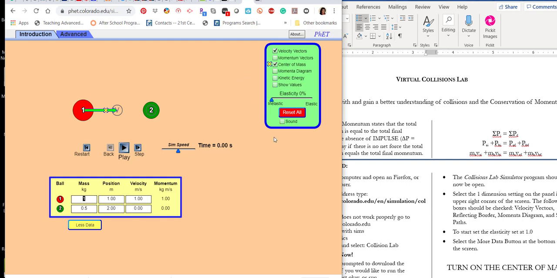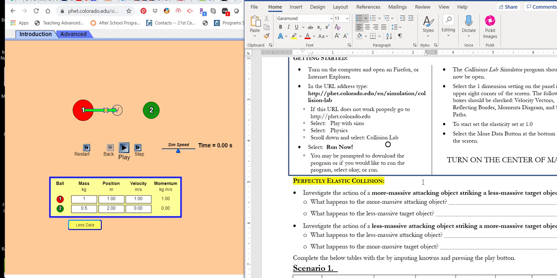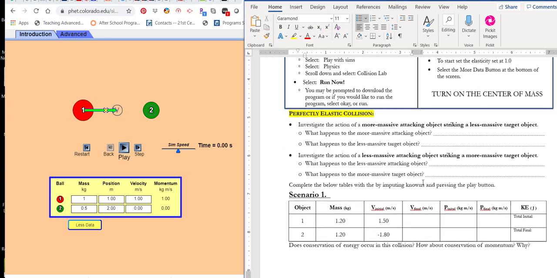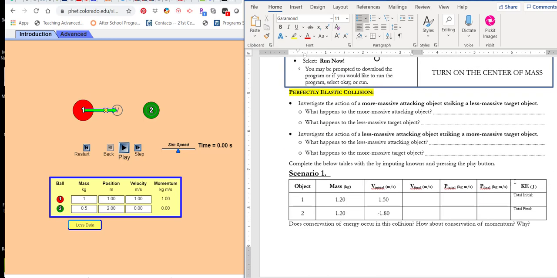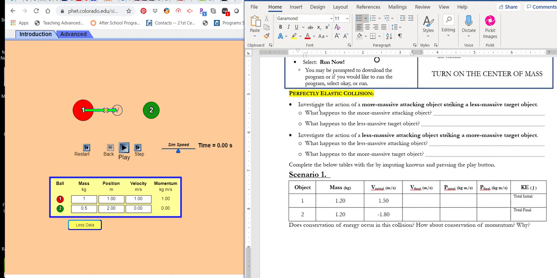I wanted to go over how this lab works. Now I'm going to switch over here to help us understand what we're asking for in the questions. You see I have turn on the center of mass in the instructions, because you're going to need that. For a perfectly elastic collision, investigate the action of the more massive attacking object striking the less massive target object.